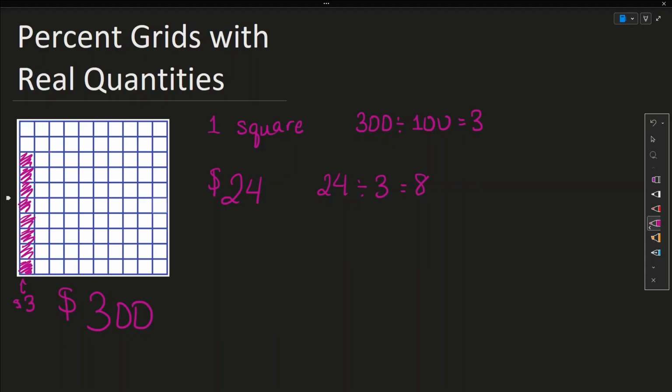This is an important teaching moment. Students are not just memorizing that one square is 1%. They are also connecting each percent to an actual amount.